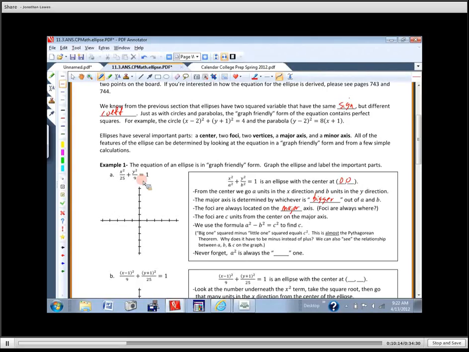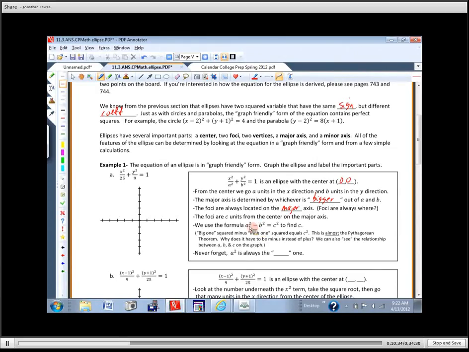It's C units from the center on the major axis, and we find it using this formula right here. Okay, does that look at all familiar? What does it look like? It's kind of like the Pythagorean theorem, except it has a minus rather than a plus.